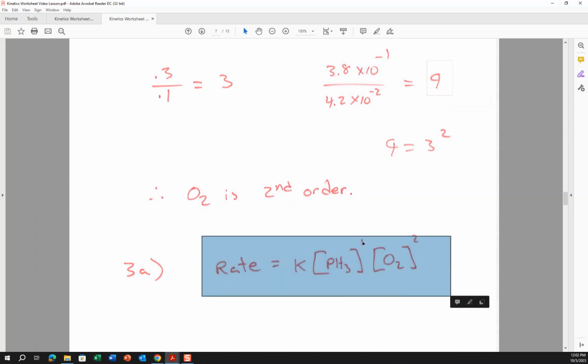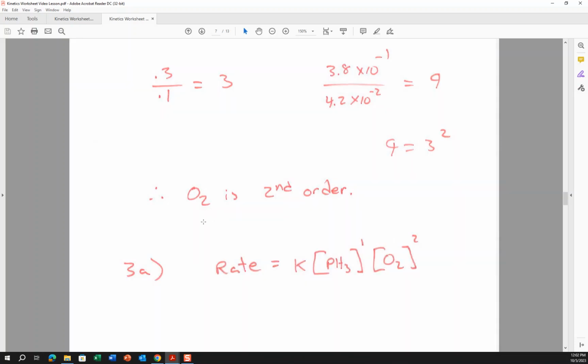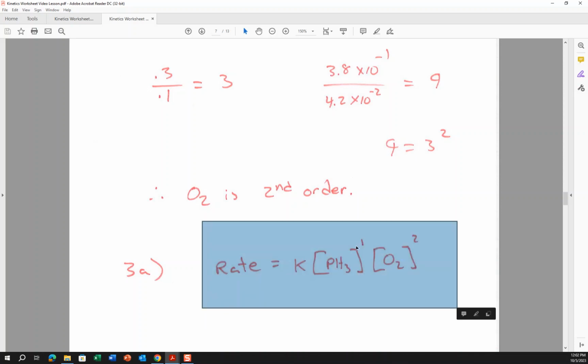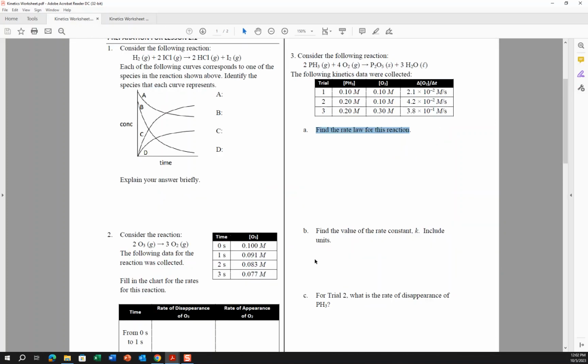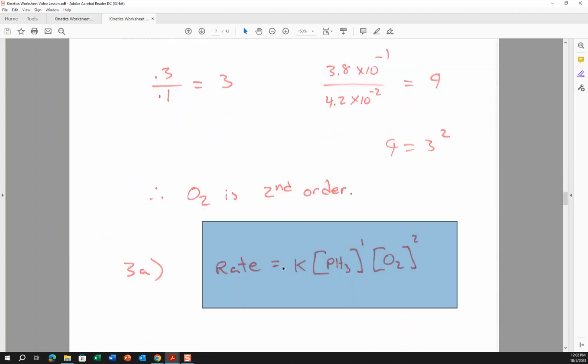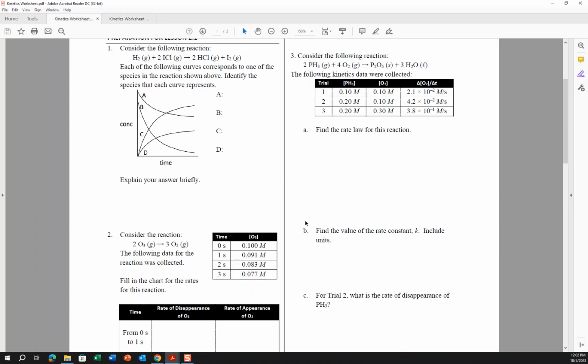Now 1 is understood, so you don't really need the 1 there, okay? But we needed to figure out the reactant order of that and the reactant order of that. And we did that, and now that's the rate law, okay? So now if we look at part B, and this usually follows questions like this in kinetics questions, once you figure out the differential rate law, which we just figured out here, okay, figure out what k is, but also include the units, okay?